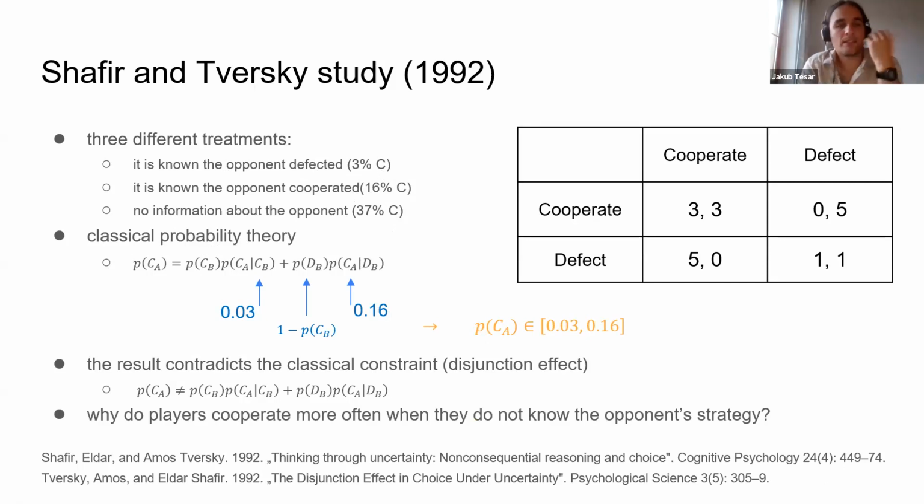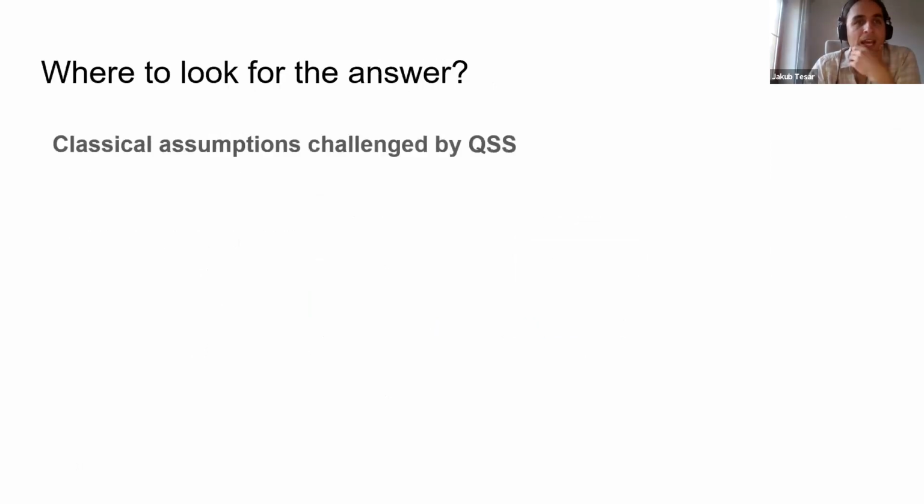Okay, but that's the experimental puzzle. Why do players cooperate more often when they do not know the opponent's strategy? And this is, I would say, one of the opening problems that open doors for quantum game theory. And this is just some mapping of the space where we can look for the answer. And I think there are at least three assumptions of classical game theory that are quite challenged by ideas of quantum social science or quantum social cognition or decision making.